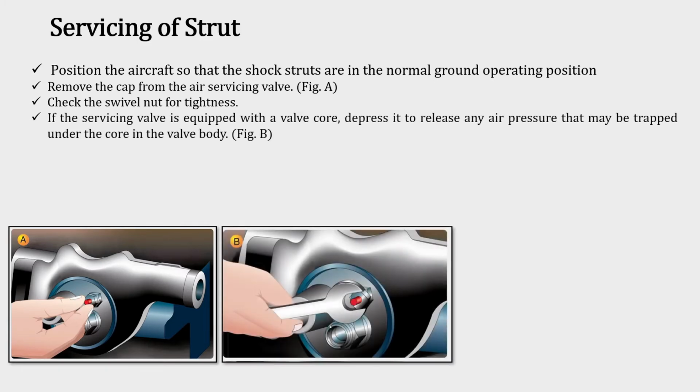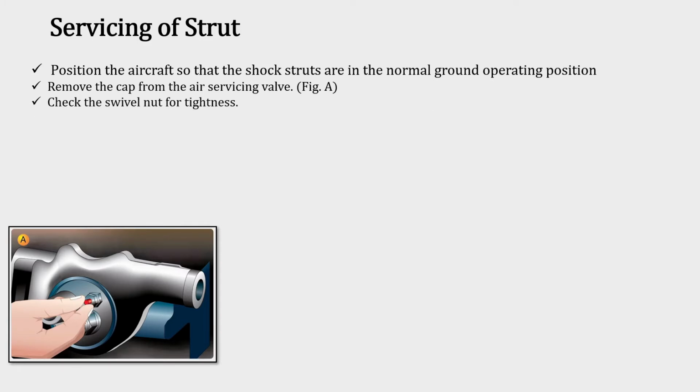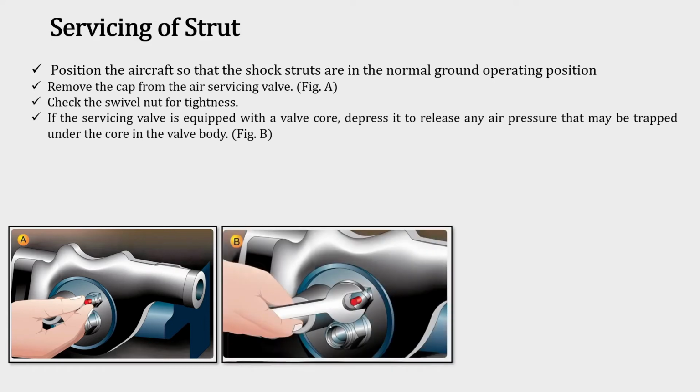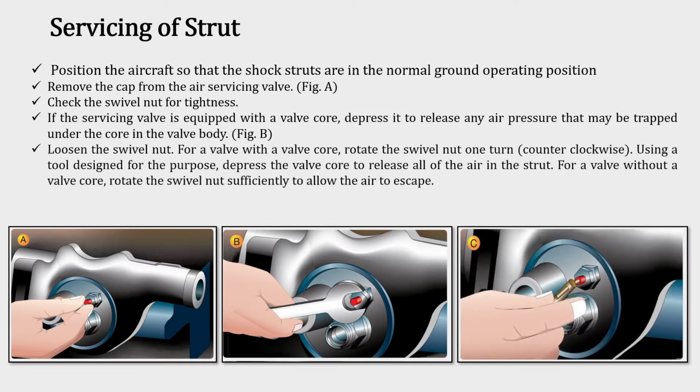If the servicing valve is equipped with a core valve, depress it to release any air pressure that may be trapped under the core in the valve body, as shown in figure B. Always be positioned to the side of the trajectory of any valve core in case it releases. Loosen the swivel nut. For a valve with a core, rotate the swivel nut counterclockwise using a tool designed for this purpose. Depress the valve core to release all the air in the strut. For a valve without a valve core, rotate the swivel nut sufficiently to allow all the air to escape.